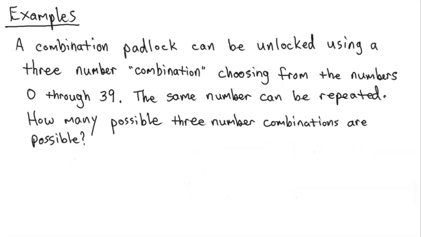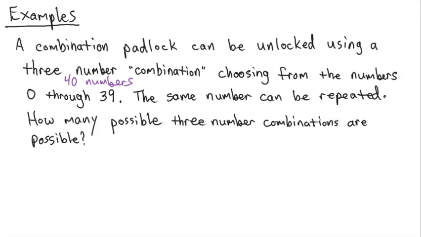All right, here's another example. A combination padlock can be unlocked using a 3-number combination, choosing from the numbers 0 through 39. Note that 0 through 39 means 40 possible numbers to choose from. Okay, 40 possible numbers to choose from. The same number can be repeated. That's important. How many possible 3-number combinations are possible?